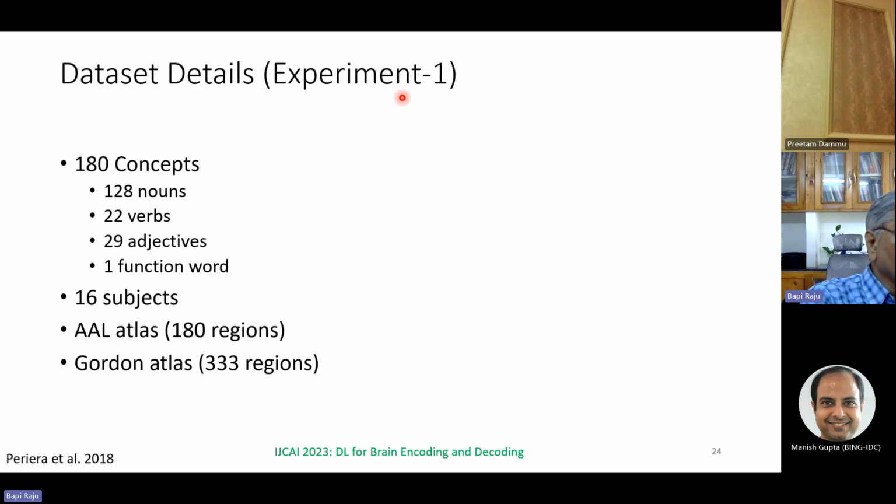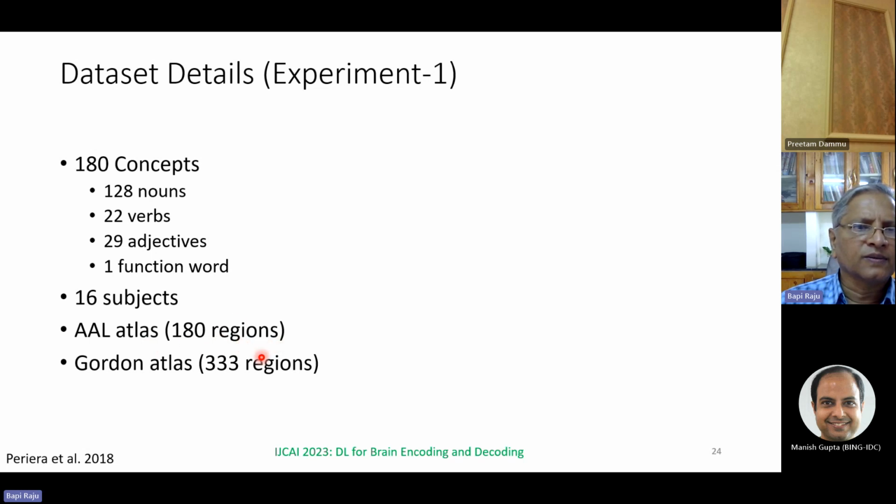There were 180 concepts used, including 128 nouns, as well as verbs, adjectives, and function words. The 16 participants make this one of the largest datasets that is publicly available for experimentation. And they have nicely given the labeled brain regions. This is an atlas of the brain that labels the name of each region.